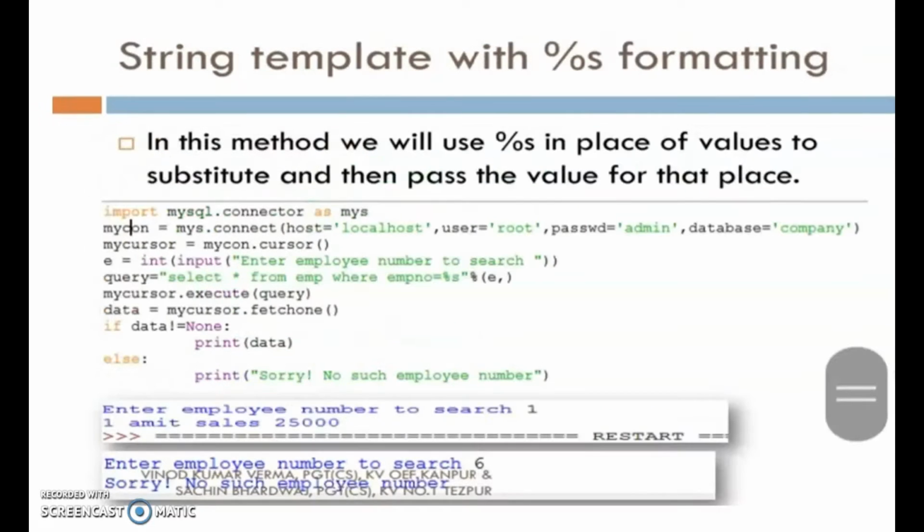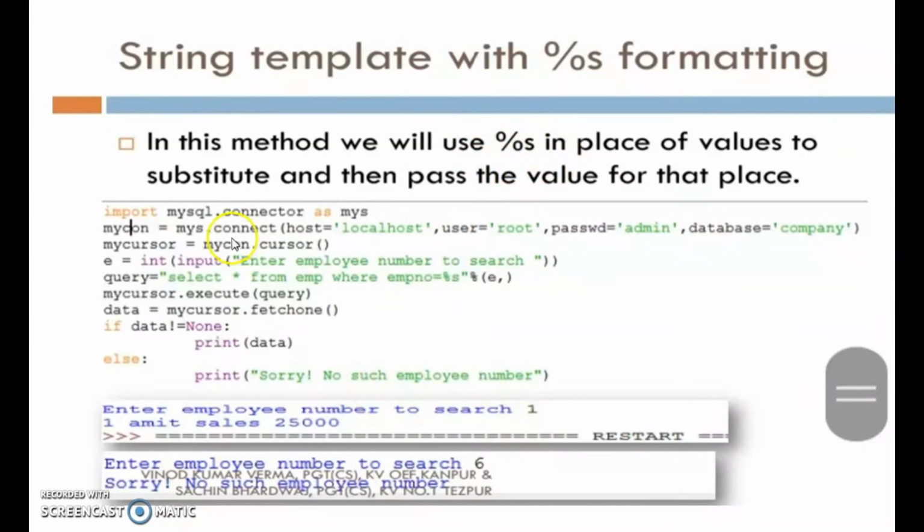Okay, children. The next one, string template with the percentage formatting. This percentage formatting is an old style of method. In this method, we will use %s in place of values to substitute and then pass the value for that place. Instead of values, you can use %s. Then you can substitute this %s with your values.